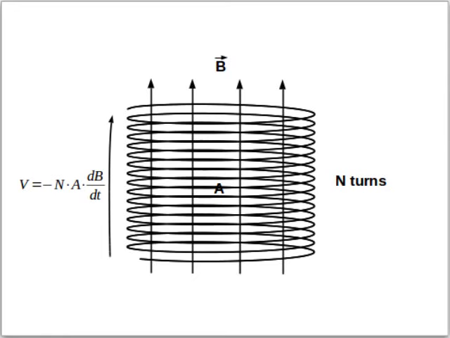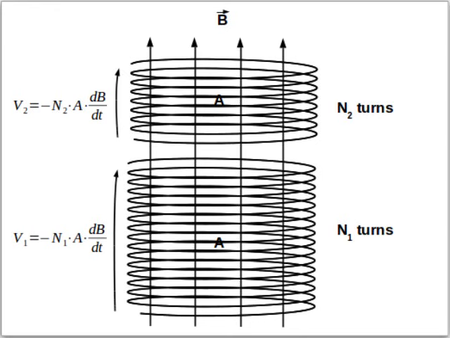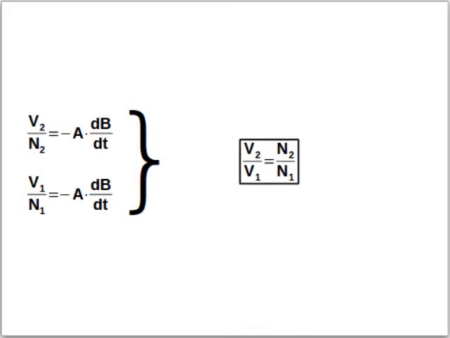Now if you wind two coils with n1 turns and n2 turns respectively under the same magnetic field as before, you will have n1 times and n2 times the voltage of one turn. From this you get that the voltage ratio is proportional to the turn ratio.